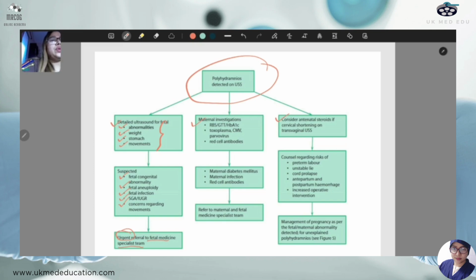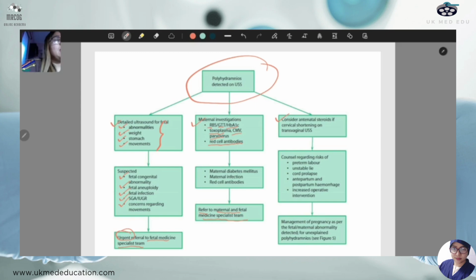Additionally, you have to do the maternal investigation like glucose test, random blood sugar, glucose tolerance test, and HbA1c. And the infectious screening for toxoplasma, cytomegalovirus, and parvovirus. Next is red cell antibodies to check the alloimmunization. So if maternal diabetes, infection, or red cell antibodies are detected, then you have to refer the patient to the maternal fetal medicine specialist team.